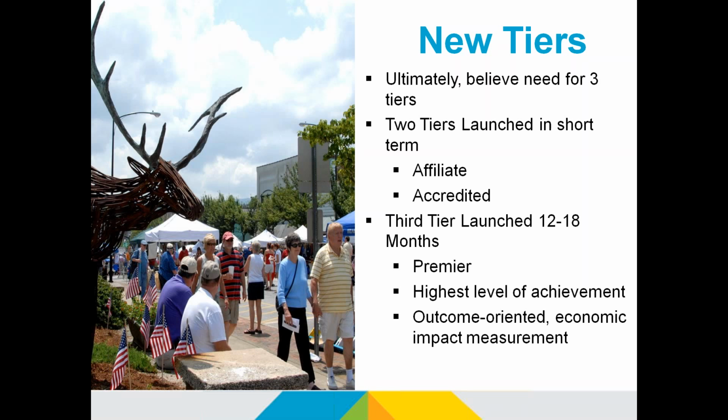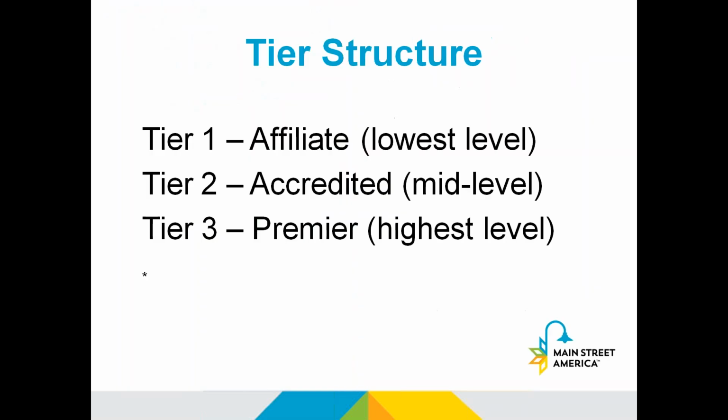So what they're doing is they're changing the language and how it works. Ultimately, they're going to have 3 tiers. But for right now, in 2016, they're just going to have 2 tiers. They're going to have the affiliate tier and the accredited tier. And so after that, in 2017, they're going to launch their third tier, which is going to be called the Premier Tier. This is going to be the highest level of achievement that a program can earn, and will also be very outcome oriented and focused on the economic impact. So this is the tier structure as it will be. The affiliate will be the lowest level, accredited will be the mid-level, with Premier being the highest level.